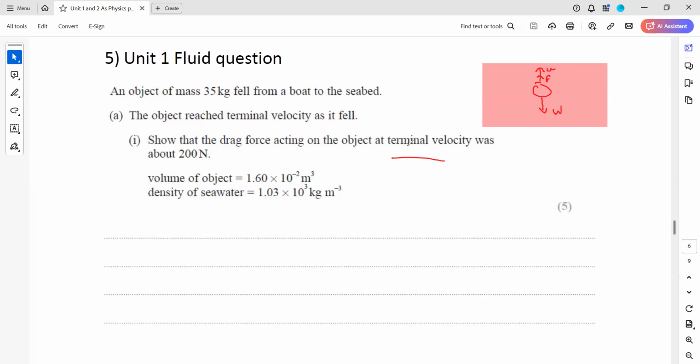Show that the drag force on the object at terminal velocity. If it is moving at terminal velocity, the equation we can write is: weight equals up thrust plus the drag force. We want the drag force, so the drag force will equal weight minus up thrust. What about the weight? Weight is mass times gravity, and up thrust is density of the fluid times volume of the object times gravity.